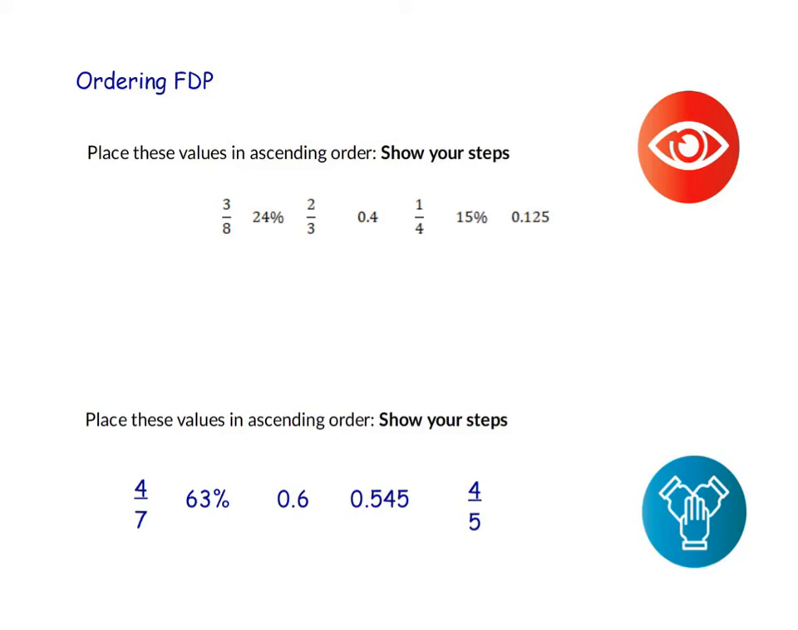Right, so we're going to be putting these values into ascending order, which means we're going from smallest to biggest. And we want to be showing our steps in the conversion of each of them. Now I would choose either fractions, decimals or percentages to put these values into. Quite a lot of people would prefer to order percentages because you don't have to deal with the decimals potentially.